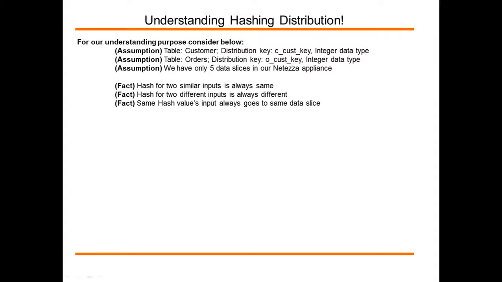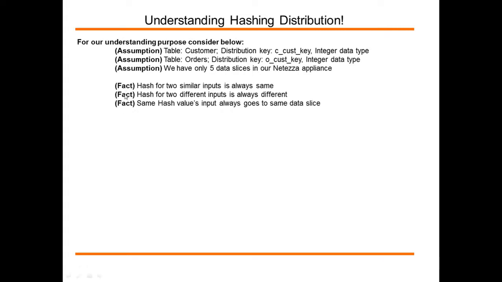In this case, I am taking two tables, table customer and table orders. Table customers distribution is on customer key. Table orders distribution key is also on customer key. I created a customer table which is distributed on customer key, and I'm taking orders which is also distributed on customer key. Both are integer data types. And I'm assuming I have only 5 data slices in our Netezza appliance. These are the three assumptions based upon my data.